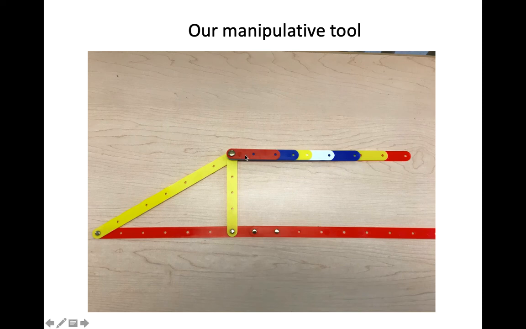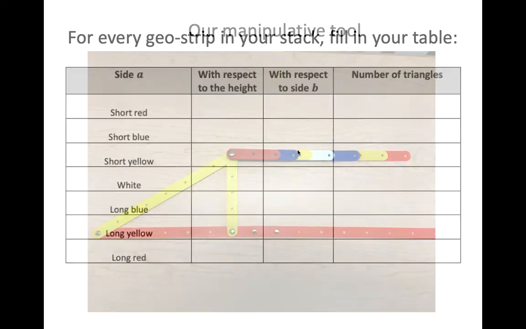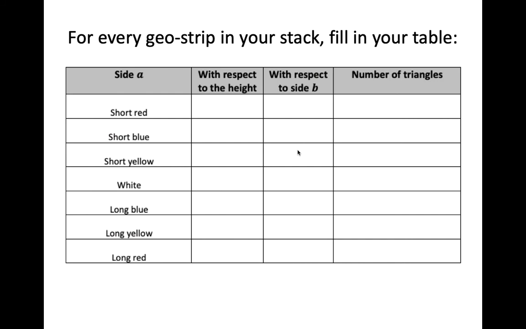But what we started to play with were these various lengths of geostrips, which we could twist around and move around to see what happened. Would they actually form a triangle or not? And what we used was this table in class, and we went through each scenario talking about what the short red geostrip length was with respect to the height, with respect to that side B, that yellow side. And then we talked about the number of triangles that it created. So let's go through the pictures one by one.